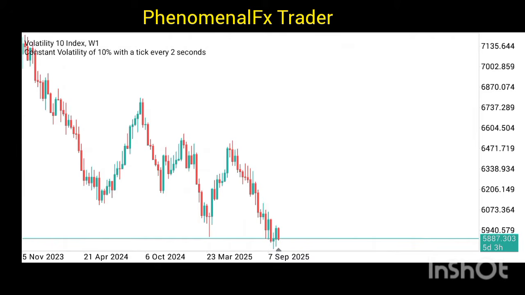You must understand that we are going to apply market structure, break and retest, to analyze this particular pair here.